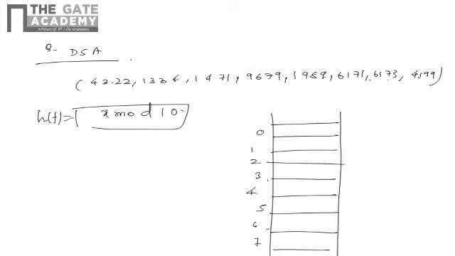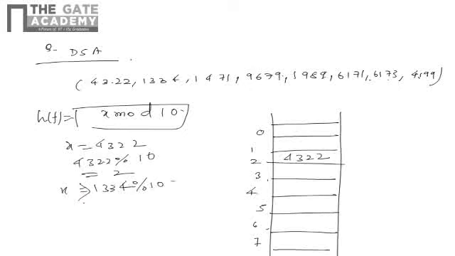Okay, so x, the first value, is what? 4322, right? So 4322 modulus 10 will be what? 2. So it will be hashed to this position, right? Similarly, when x is 1334, when you take modulus of 10, it will come as 4. So this will be hashed to this location.